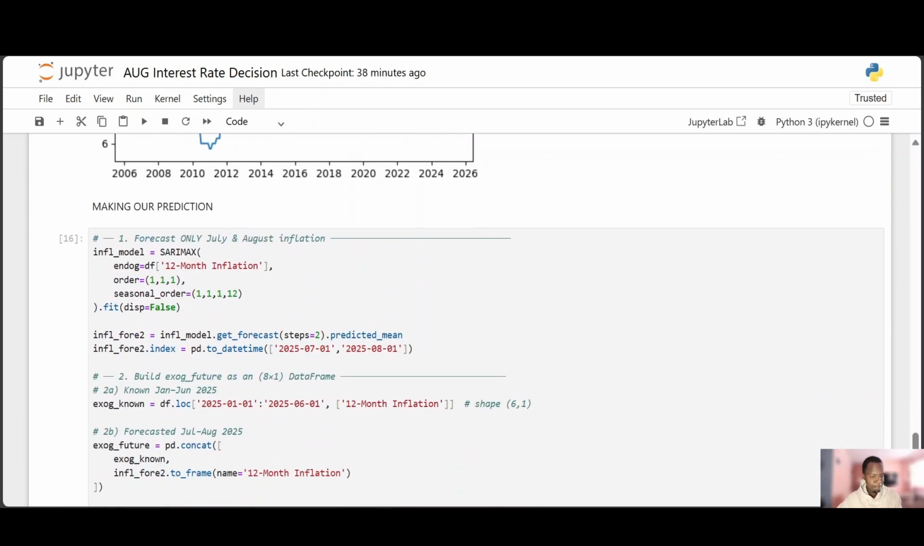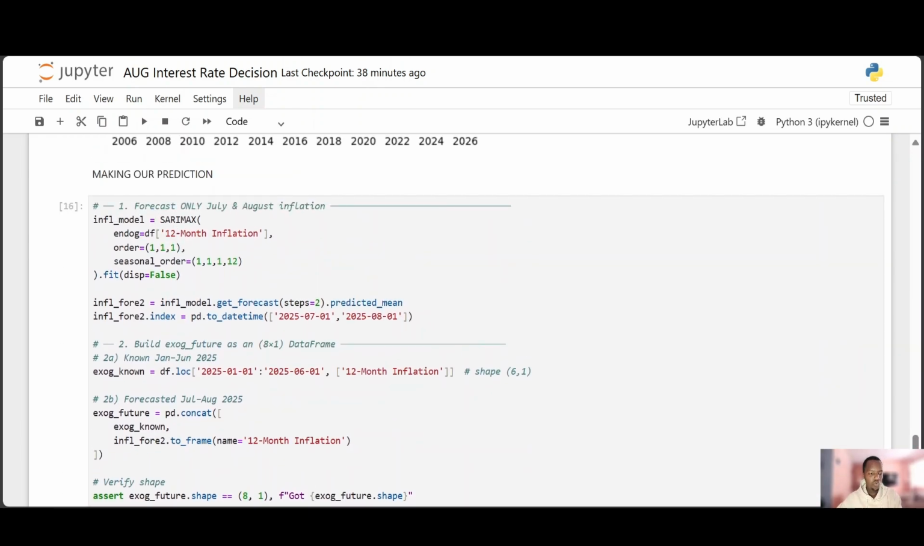Okay, now we're going to do what we call a step ahead forecast. Our data is in form of months. So we have June, July, August, January, February, March, April, and so forth. So the goal and objective for the modeling is to try and predict the month of August.